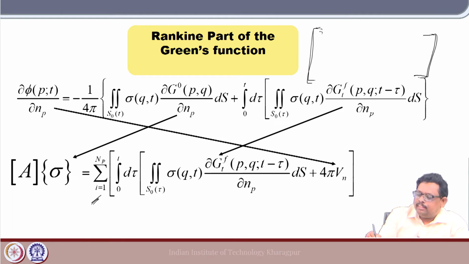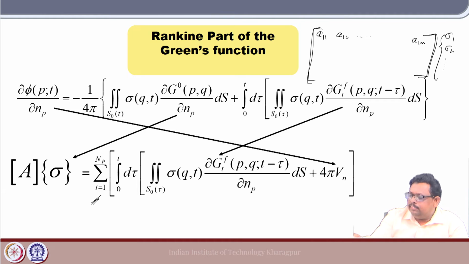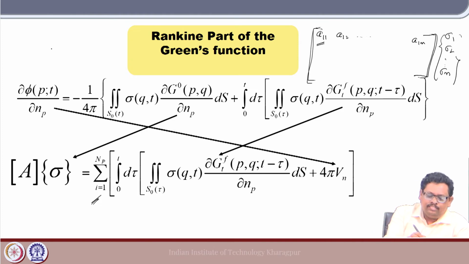Now, it is A11, A12, let us take A1n into sigma 1, sigma 2 into sigma n. This is the thing, right. Now, what is A11? You know very well, what is A11? The first term refers to the field point, and the second one refers to the source point.